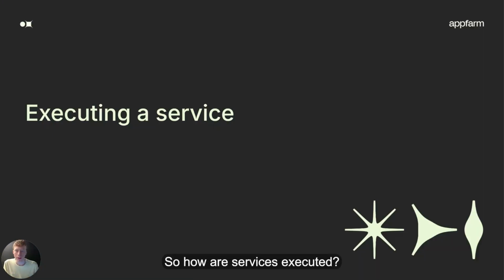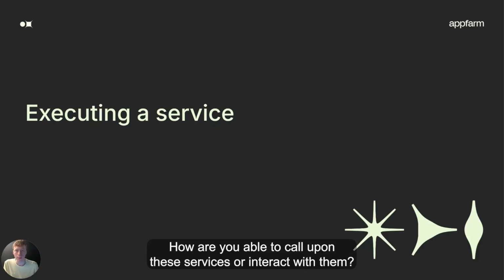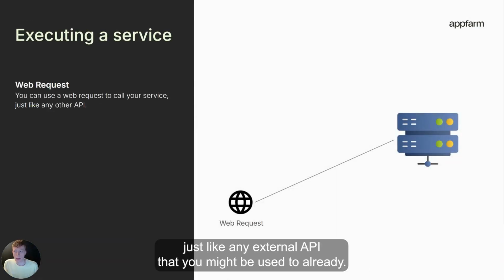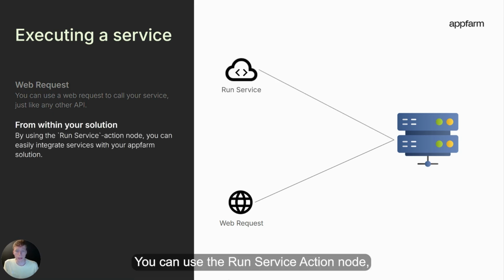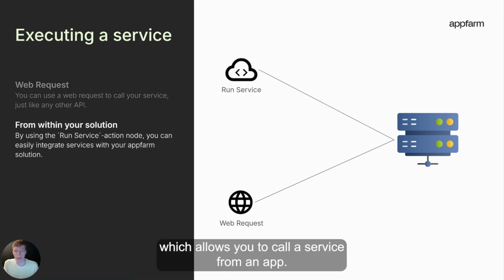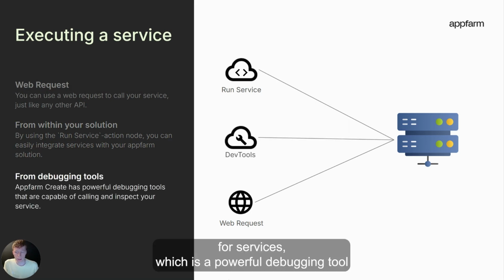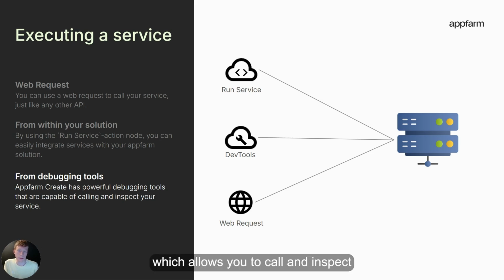So, how are services executed? How are you able to call upon these services or interact with them? You can send a web request to call your service, just like any external API that you might be used to already. You can use the run service action node, which allows you to call a service from an app. You can also use DevTools for services, which is a powerful debugging tool, which allows you to call and inspect how the service performs.